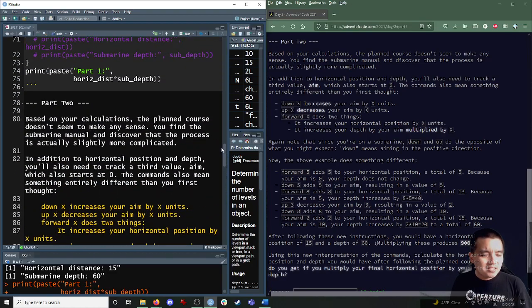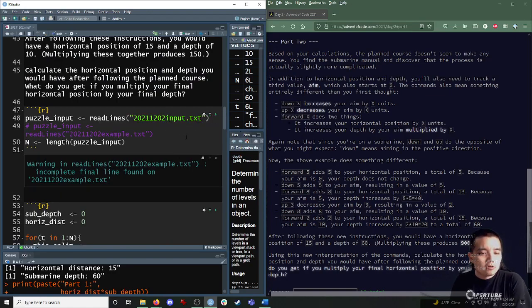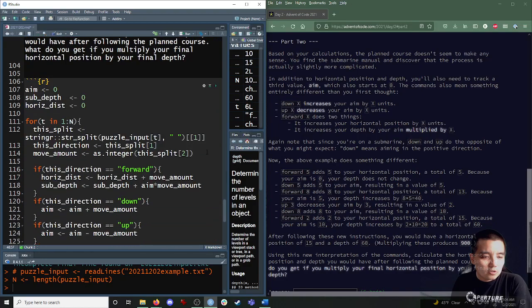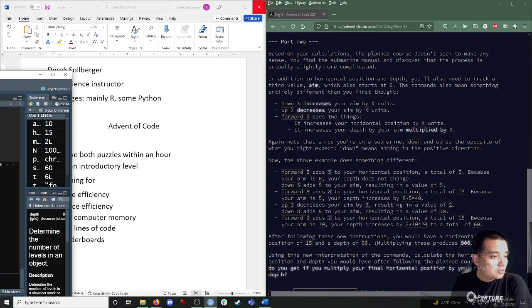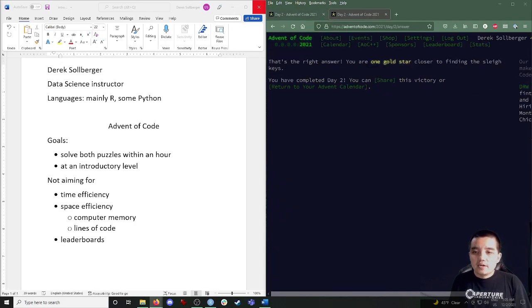Now that I'm at least assured that the code works on the example file, I'm going to bring in the real input, the 1000 submarine instructions, and see how that all works out. Whew. Got a number in the billions. Yeah, look at that. We did it, folks. We got the right answer.